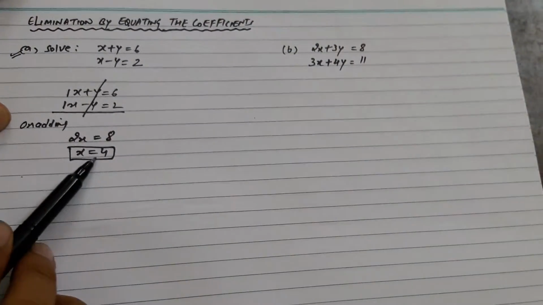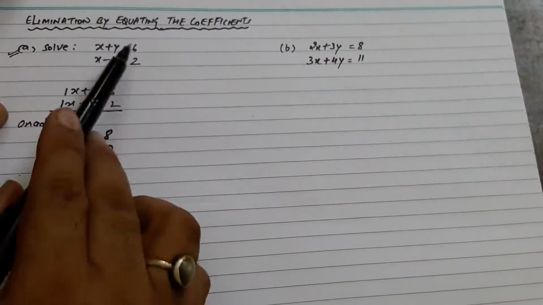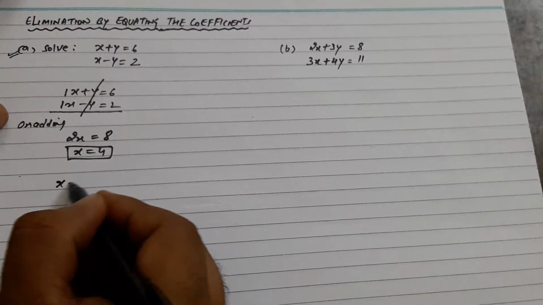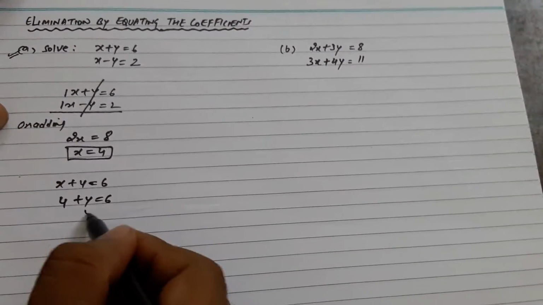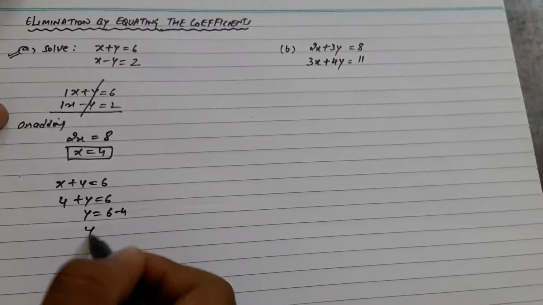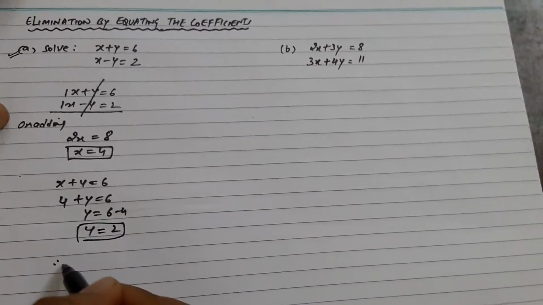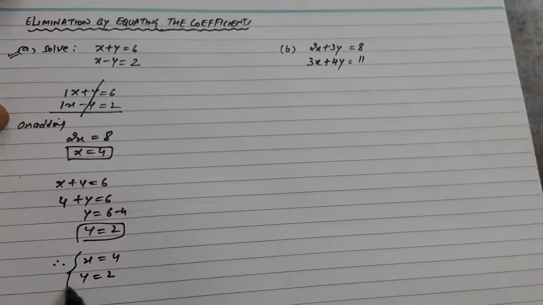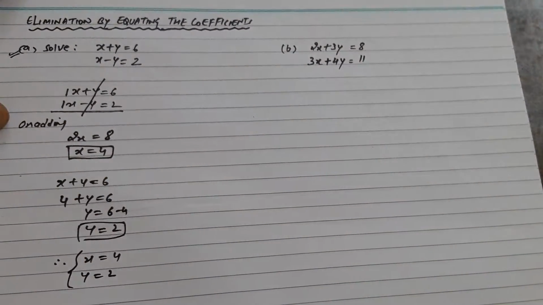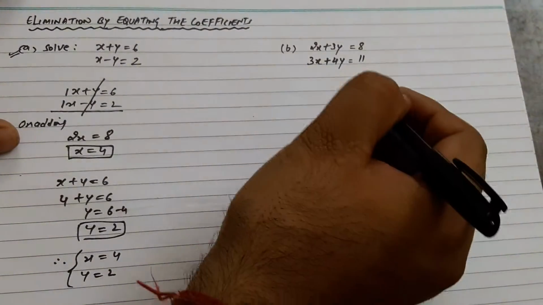Now put this x equal to 4 in any of the two equations. Let us take the first equation here, x plus y equal to 6. So x is 4, then y comes out to be 6 minus 4, y comes out to be 2. So our solution is x equal to 4 and y equal to 2. This is the solution of this pair of system of equations. Now we will discuss this example next.